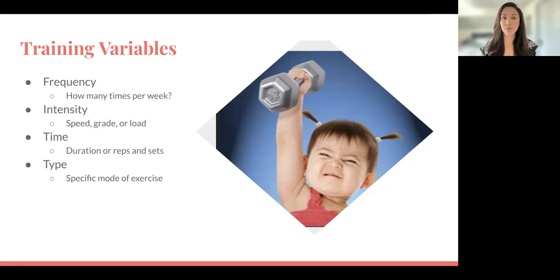So when it comes to cardiorespiratory exercise, running, walking, swimming, biking, you'll be looking at speed and grade. How fast are you going, and what's the incline? Those are the 2 ways to increase the intensity. And then load: when it comes to weightlifting, how heavy is the load that you're lifting?